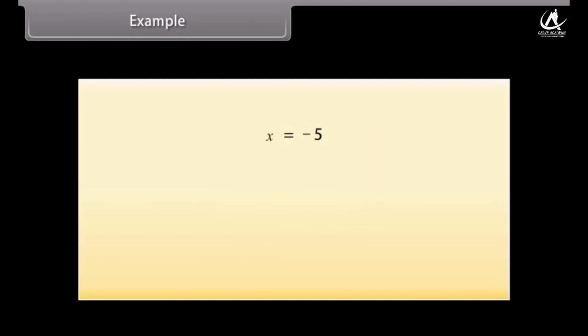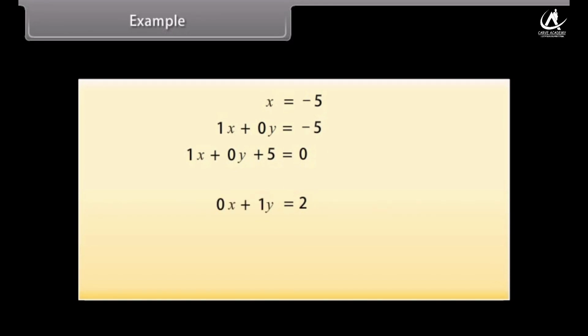Now look at this equation. We will write this equation in two variables. This can be written as 1x plus 0y is equal to -5, or 1x plus 0y plus 5 is equal to 0. Similarly, the equation y is equal to 2 can be written as 0x plus 1y is equal to 2, or 0x plus 1y minus 2 is equal to 0.